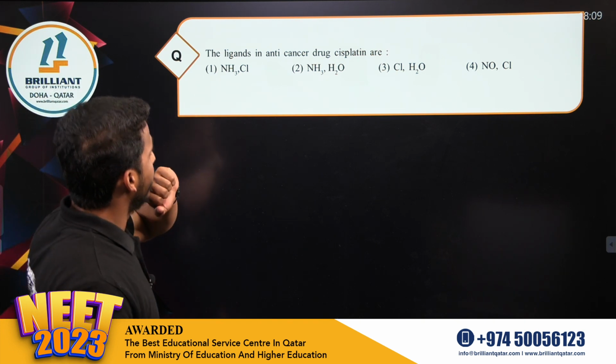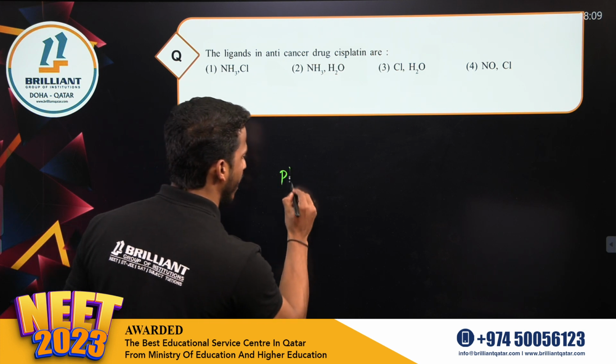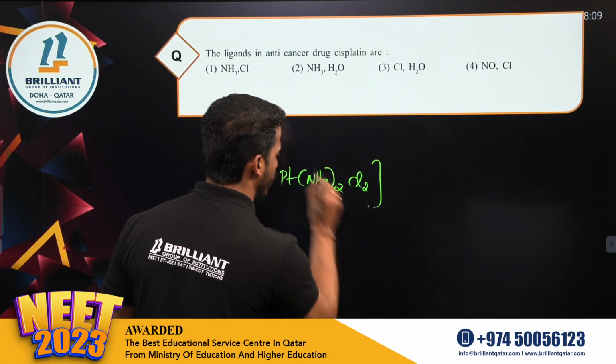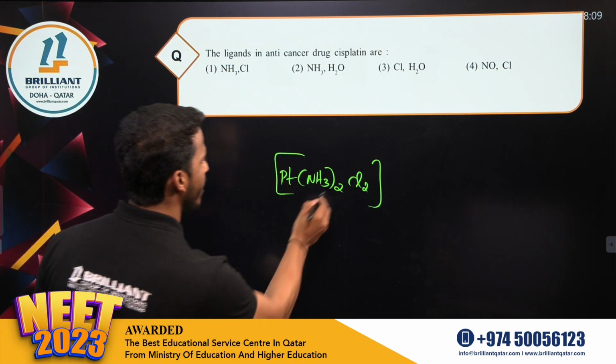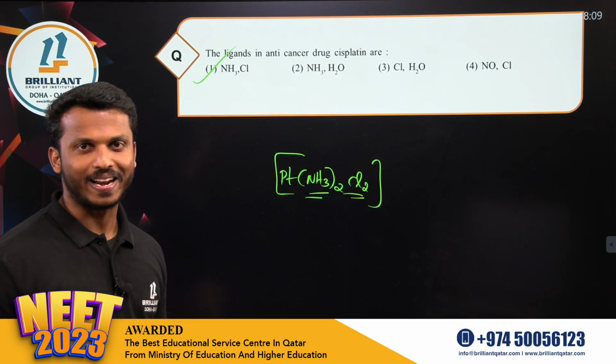Question number 8. The ligand in the anti-cancer drug cisplatin. Cisplatin contains Pt, NH3 twice, Cl twice. So they are asking what ligands are present in this complex, which are amine and chlorine. These are the ligands. Option A is the correct answer.